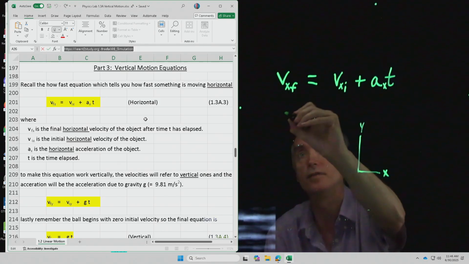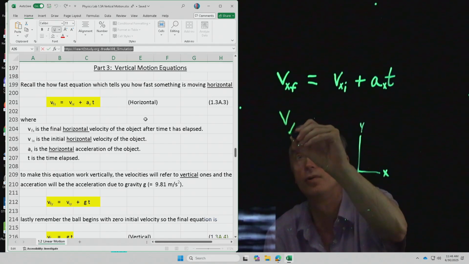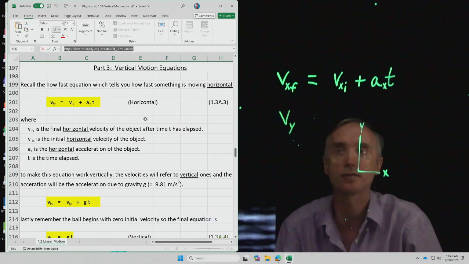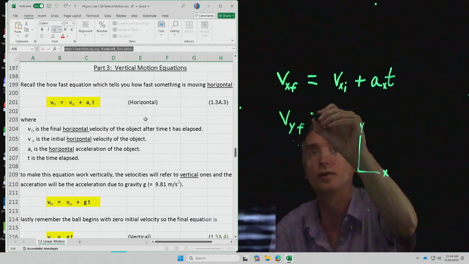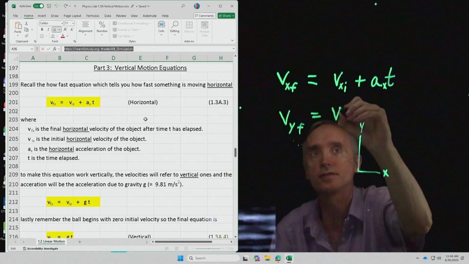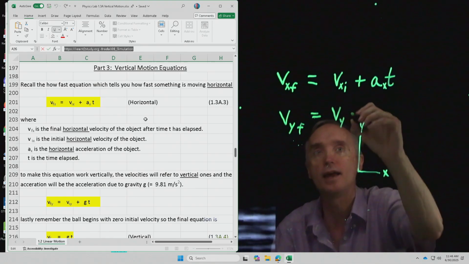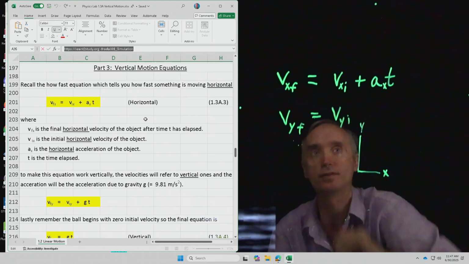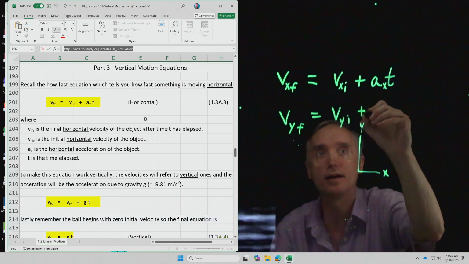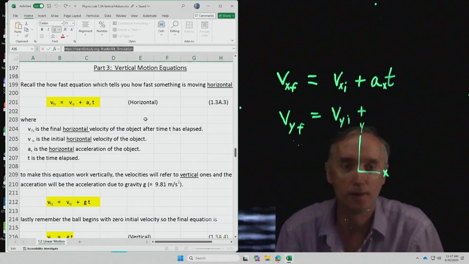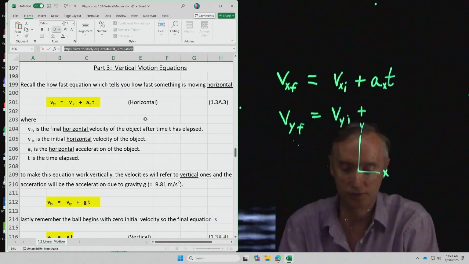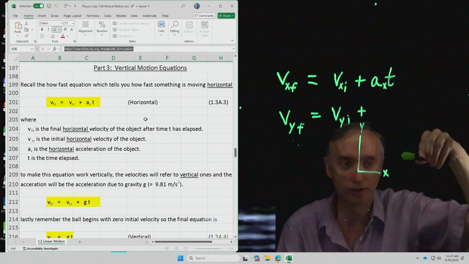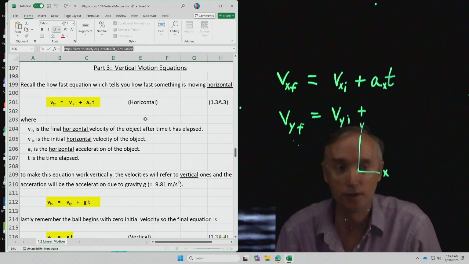So to make this equation work when we're going up and down, we're going to have the velocity in the y direction instead of the x direction, but it's still going to be the final velocity. Over here, this one's going to be the velocity in the y direction, and it's going to be the initial velocity. Then we need to add the acceleration, but it's going to be the acceleration caused by gravity. If you take anything and let it go, it's going to fall down because it's being pulled by the force of gravity.